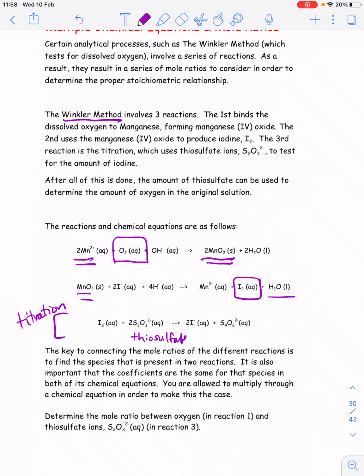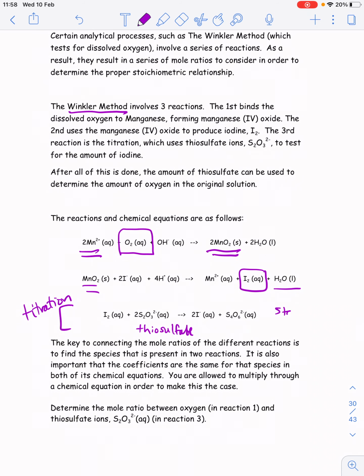So this titration between iodine and thiosulfate is a very common titration that we can use. Usually we use a starch indicator along with it. Starch is something that turns very dark blue in the presence of I2, but it doesn't have a color in the presence of I-. So we can see a color change once we've used up all the iodine here.